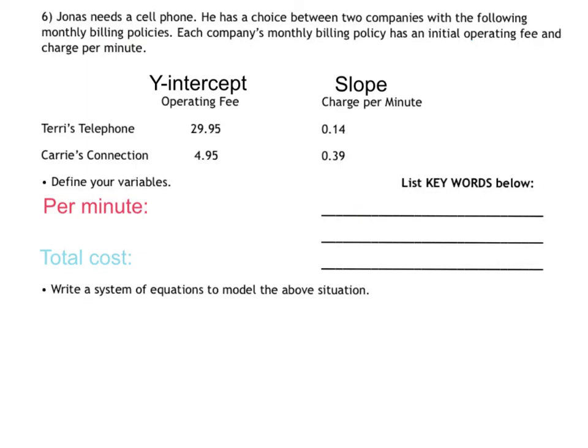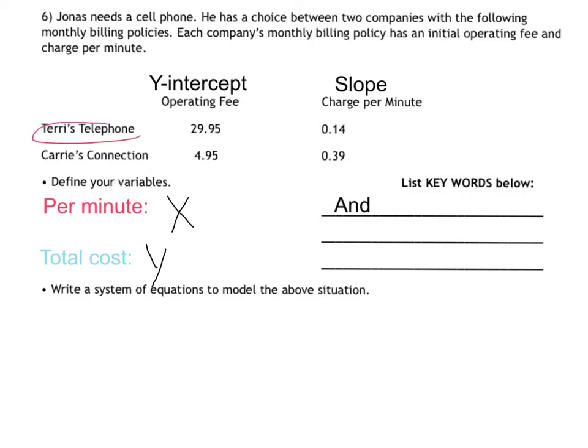So for the per minute part, we're going to use the letter X, and the total cost is going to be the letter Y. So let's list the keywords that we see in that word problem. The only major keyword that I see here is "and," but because I know that I have a y-intercept and a slope, I know what the equation is supposed to look like. It's going to look like slope-intercept form, or y equals mx plus b.